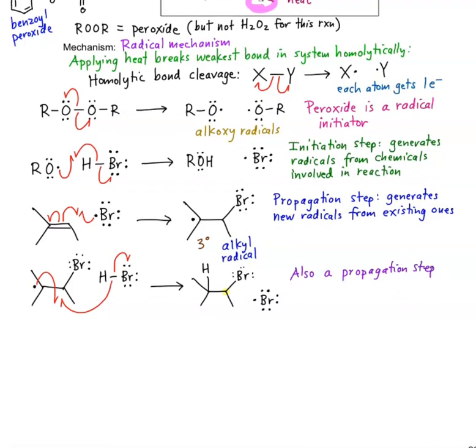Okay, so in a radical mechanism, you have initiation steps, propagation steps, and then the third type of step, which we don't need to see here because it's not part of the mechanism. But the third type of step generally in a radical reaction is called a termination step. In a termination step, two radicals come together to form something that's not a radical.